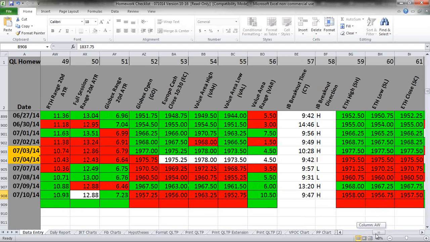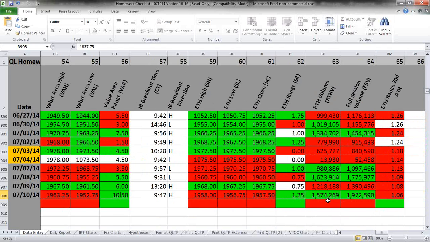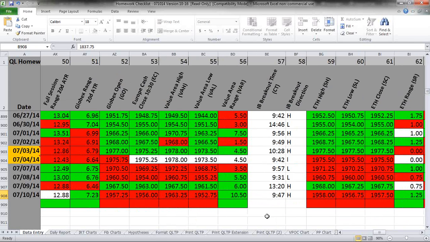Volume very heavy yesterday. We had 1.5, almost 1.6 million in RTH, and almost 2 million overall, and that was caused by some big boys playing. Somebody was liquidating a position yesterday late in the afternoon, as we discussed in the room.